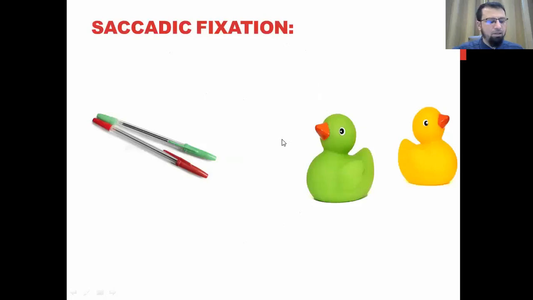This is another example of a saccadic exercise. For saccadic, you can use toys, for example, for the children. And this toy is something that the child will prefer. You will ask the patient, I want you to look at the yellow duck, the green duck, and you go in all directions. Always remember the star sign, as if you are drawing a star. This will help you to go in all directions. You can do saccadic right, left. You can do it up and down. You can do it also in diagonal.